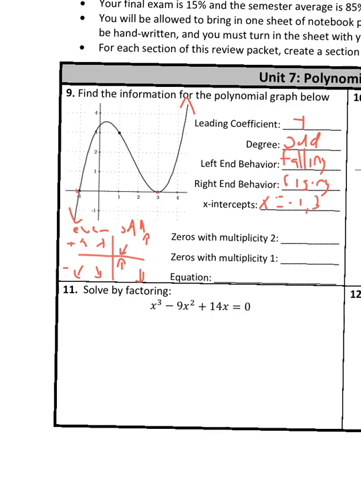Remember, whenever it touches the graph, like here, it's a multiplicity of 2. And when it crosses through, like here, it's a multiplicity of 1. So the equation would be x minus 3, remember we changed the signs, and that's squared since it's a multiplicity of 2, and x plus 1 to the first.